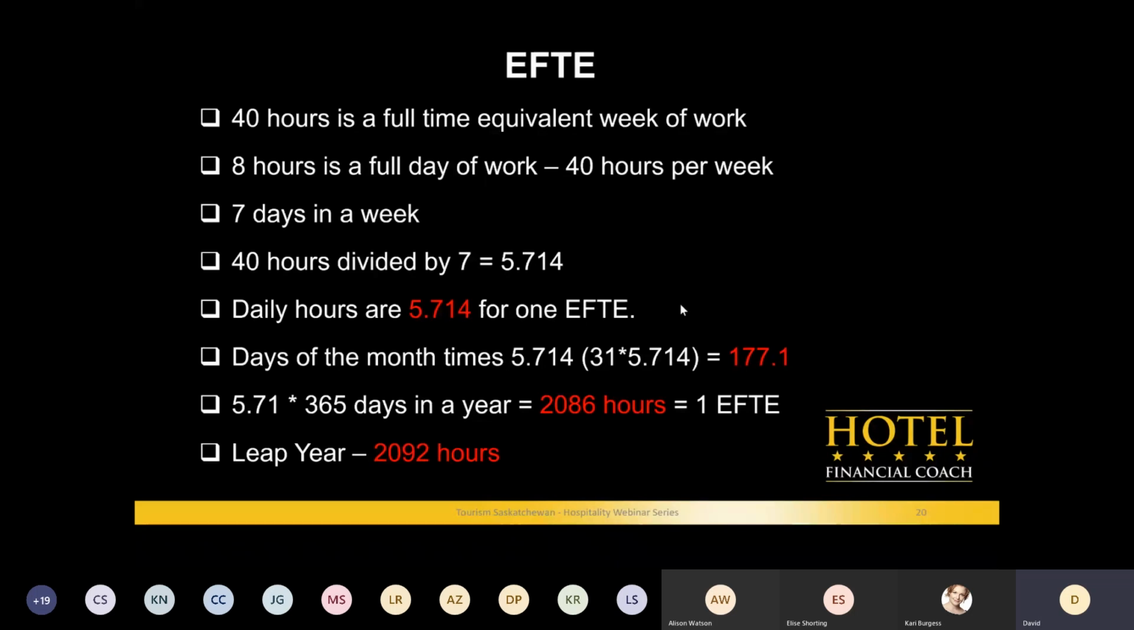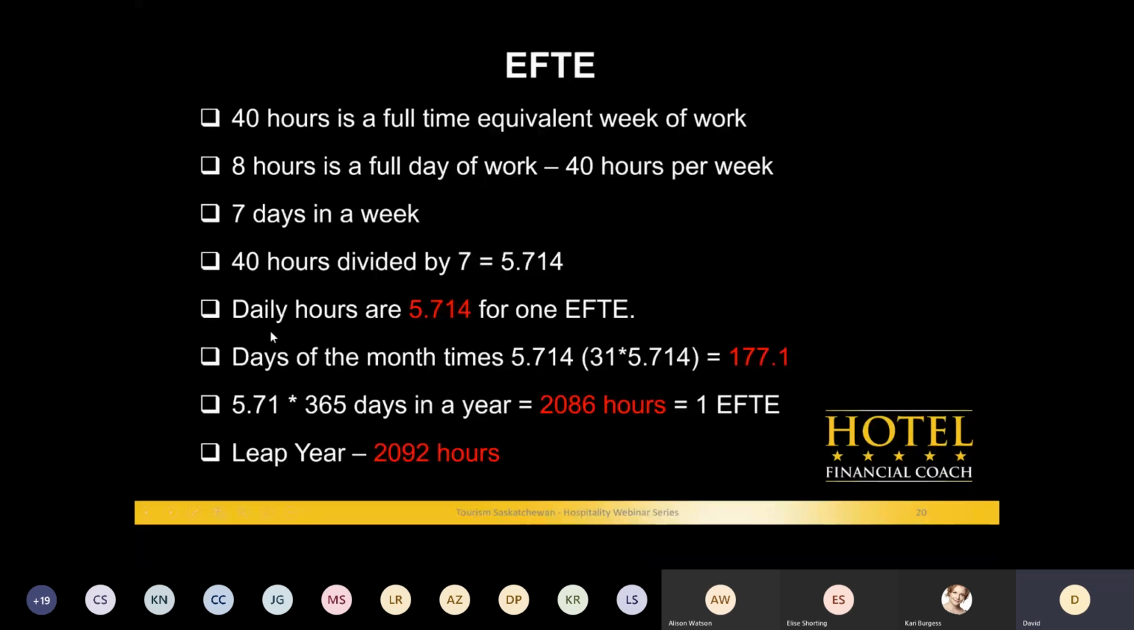And I know a lot of people, when I present this, say, well, David, in hospitality, we work a lot more than 40 hours. That really doesn't matter, because all we're looking for is the full-time equivalent. So 40 hours is our basis. Inside of that, people work 8 hours a day, 5 days a week, which is 40 hours. But guess what? There's 7 days in a week. So we take those 40 hours and divide by 7, and we get our first magic number, the daily EFTE divisor of 5.714.